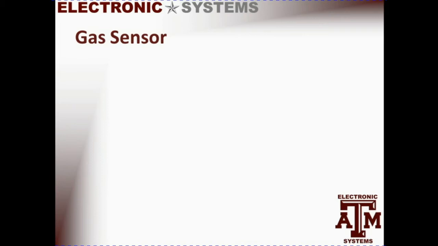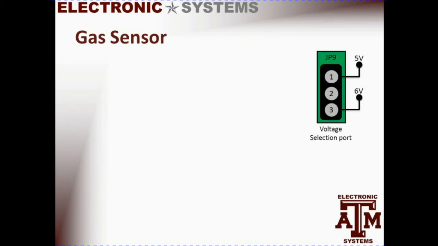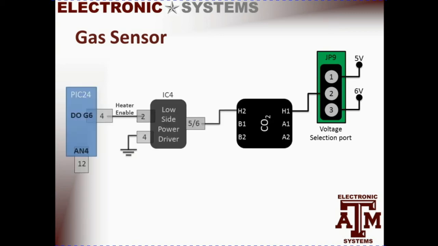Here's the CO2 subsystem. We use JP9 to power the CO2 sensor. We would have to connect 2 and 3 together since this is a 6-volt power requirement for the CO2 sensor. There is a heater inside of the sensor that is controlled by the microcontroller. It runs the signal through a low side power driver in order to heat the element inside.